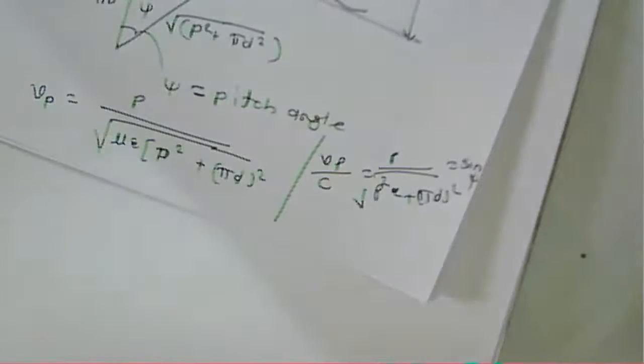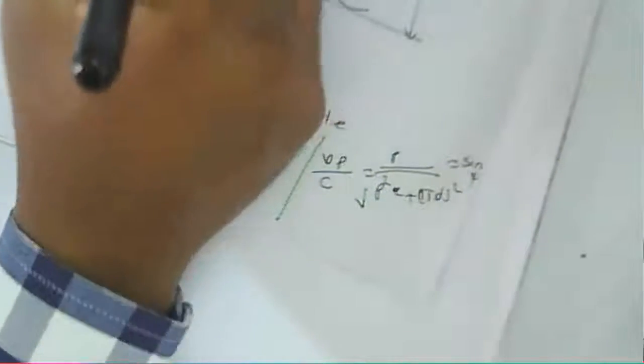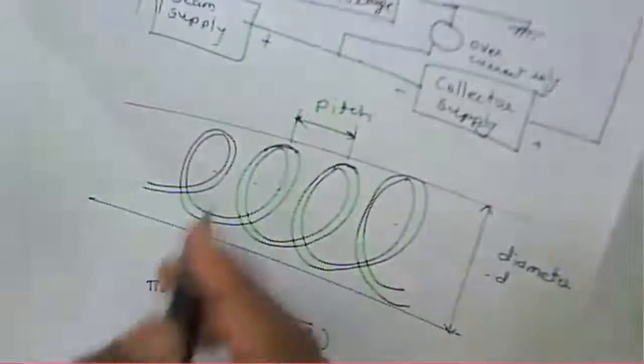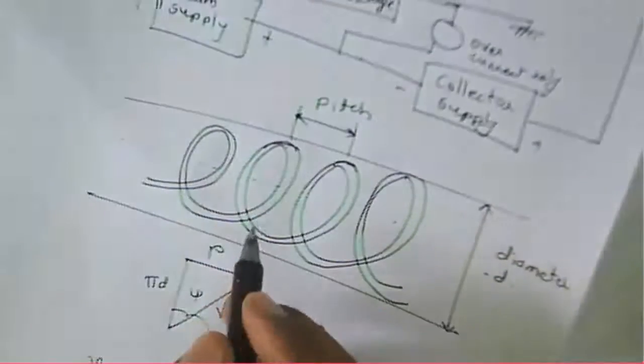Now the slow-wave structure is nothing but a conducting cylinder here. Whatever the slow-wave structure is, it is nothing but a conducting cylinder.